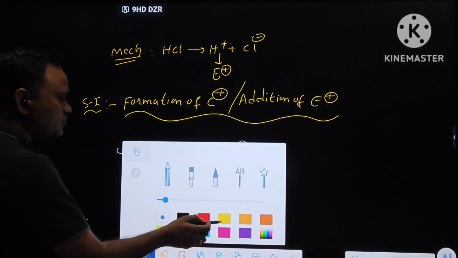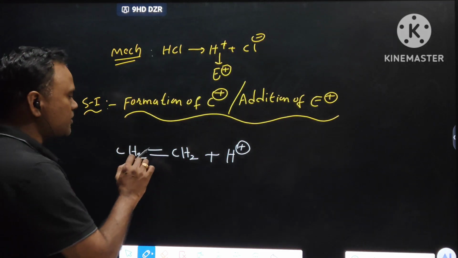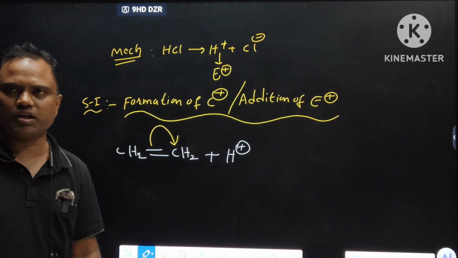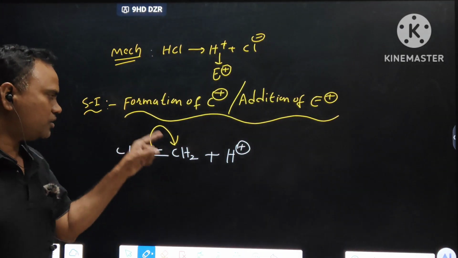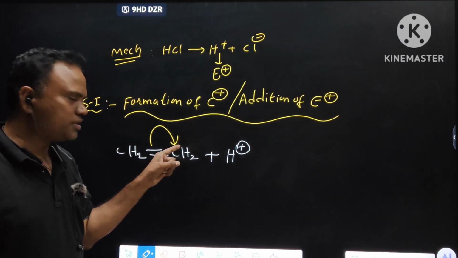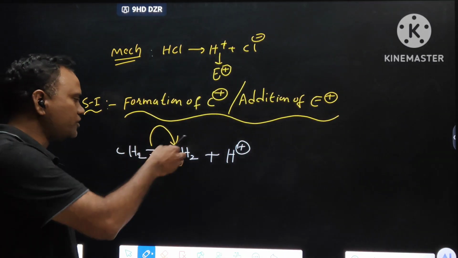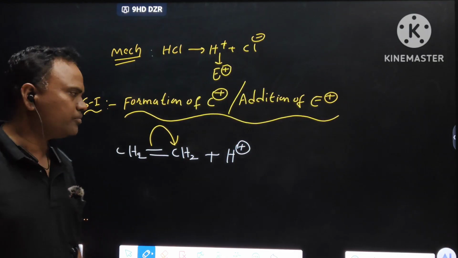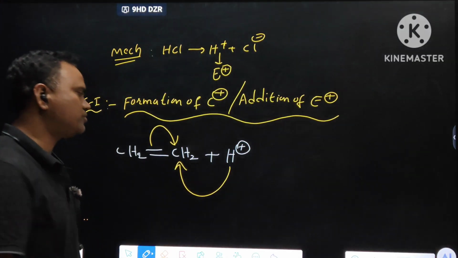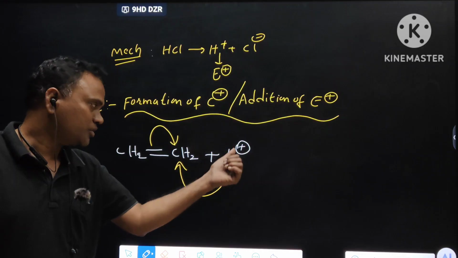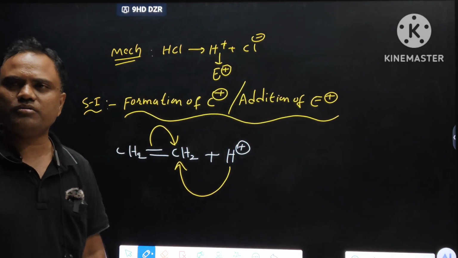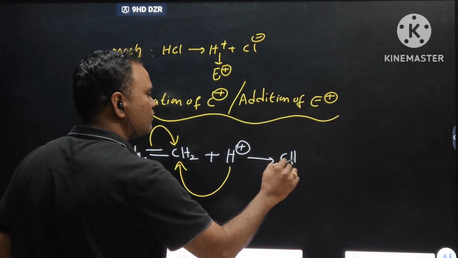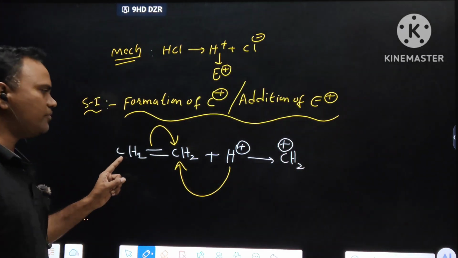Right, let us start the mechanism. See what I'm doing, first I'm shifting this pi bond towards the right side carbon, then right side carbon will get negative charge. Just now I gave one general example, right? So at present this is having negative charge. Why? Because you are shifting the bond towards this right side carbon. Right side carbon will get a negative, and H plus will go towards that carbon only, right? After that, this carbon will get a positive charge.